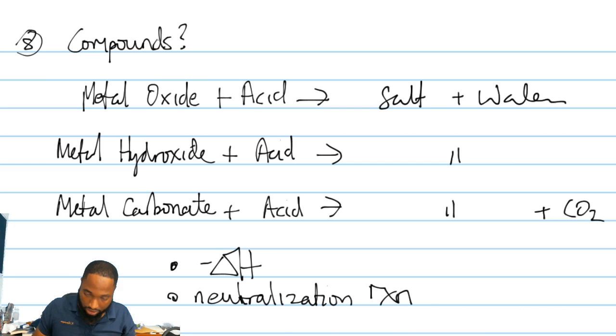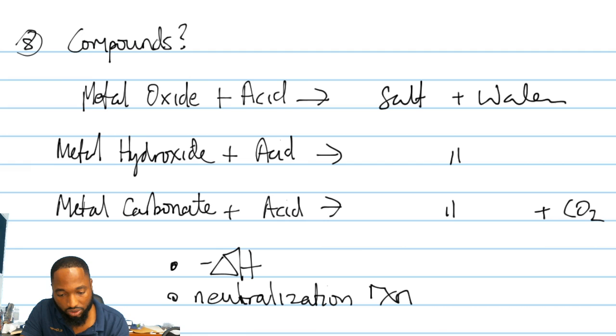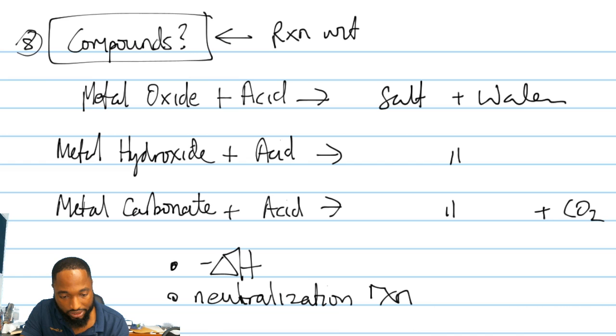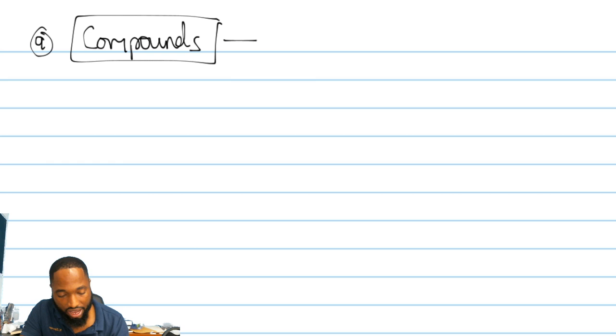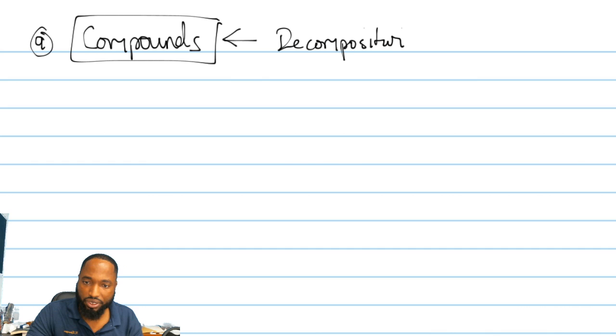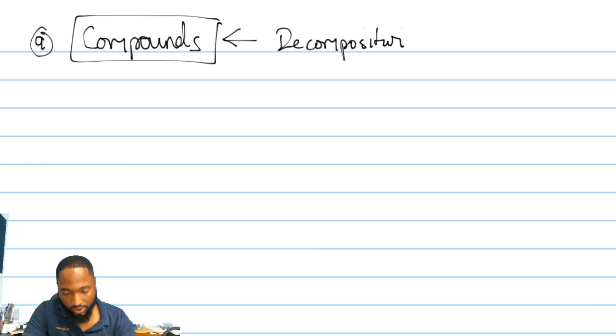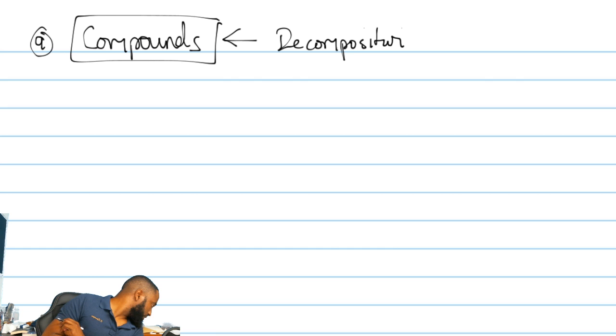Now we need to know it in terms of decomposition. So this was the compounds and reaction with acid. Now we need to know, number 9, the compounds and how they decompose. So the decomposition of metal compounds. Potassium and sodium. We have to read in terms of nitrates, carbonates, and hydroxides.